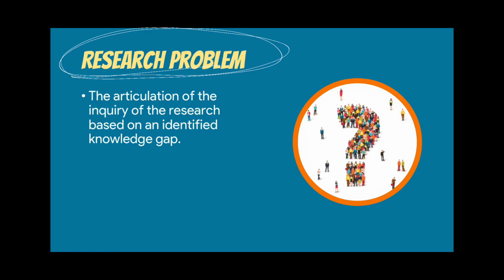Alright, so what is a research problem? It is the articulation of the inquiry of the research based on an identified knowledge gap. So it's very important that the research problem that you are stating in your specific research proposal should be something that presents a knowledge gap. Meaning, when you immerse yourself in the literature, these are areas that are still unclear or inconsistent in terms of the findings and the truths that are established. So this is the knowledge gap that we want to address in the study.